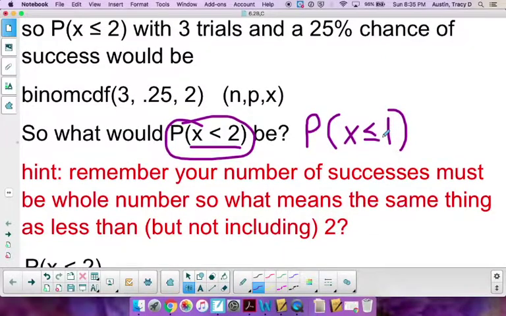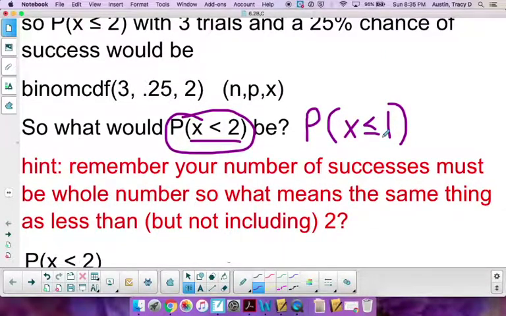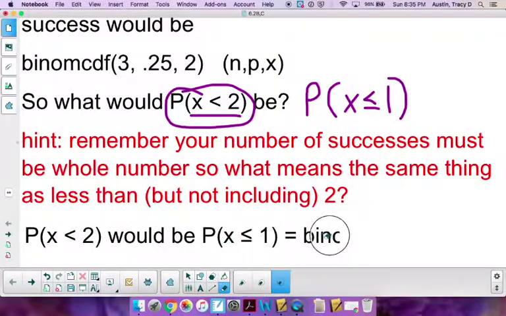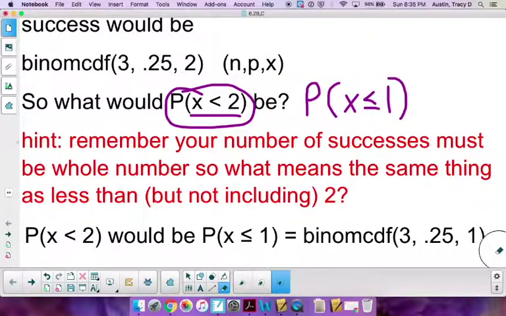Okay, so in your calculator, you would put it in as a binomial CDF 3.25 comma 1, because that's the number that it's up to and including. Remember, the only reason we're even going over how to do this in the calculator is because if it was a small distribution like what we talked about on Friday, it's not really a big deal. There's only like 4 choices.